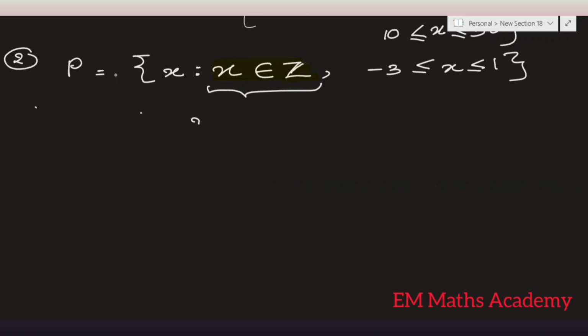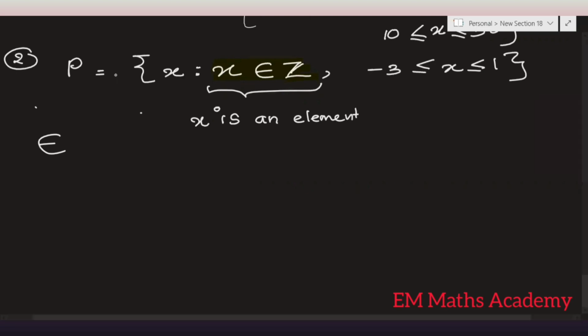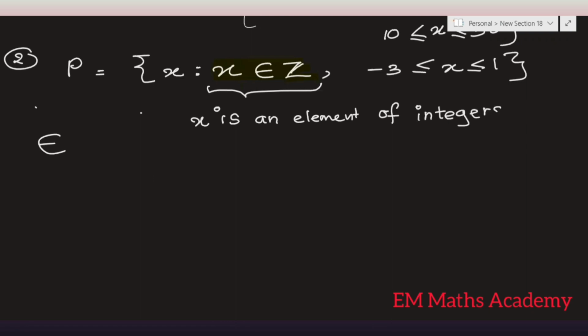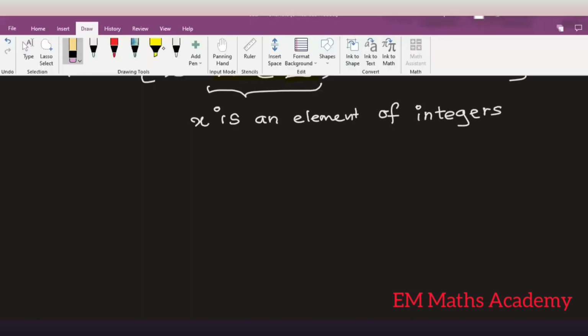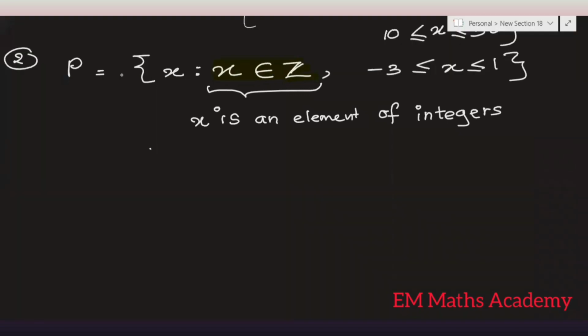Here x. This symbol, okay, this shape says that x is an element. We use this symbol for "is an element of". Okay, x is an element of, what is this one? Integers. Okay, integers. What are integers? Integers mean positive and negative whole numbers. That means counting numbers. They lie not between; they lie from -3 to 1. Then what are the integers from -3 to 1?